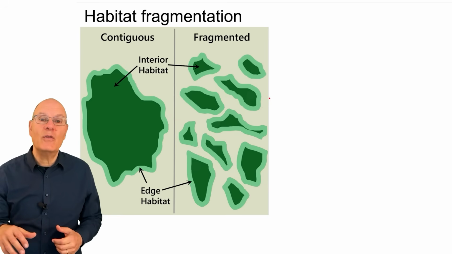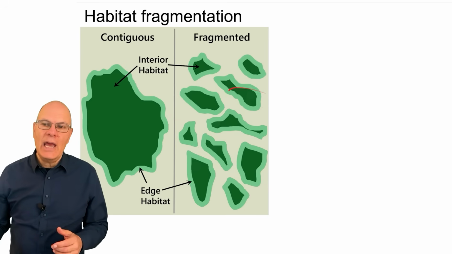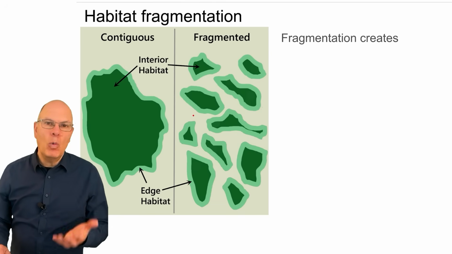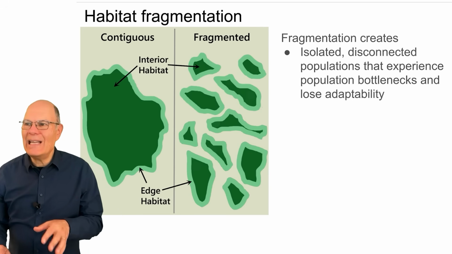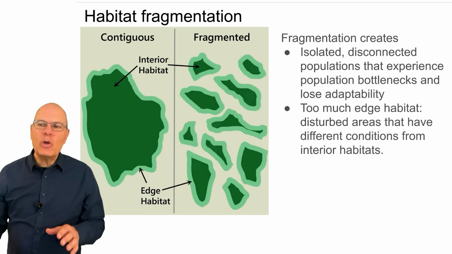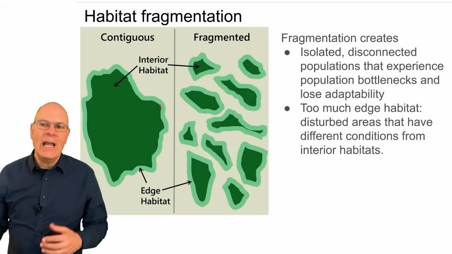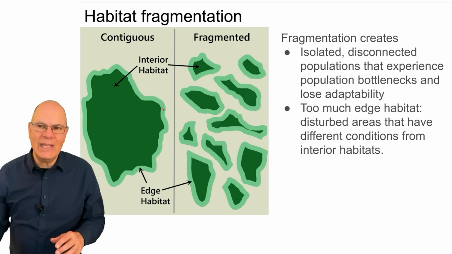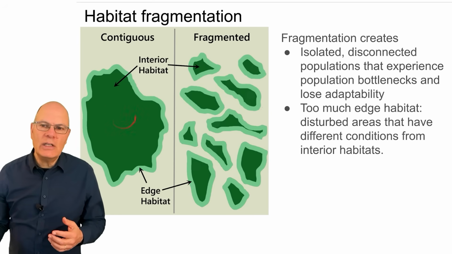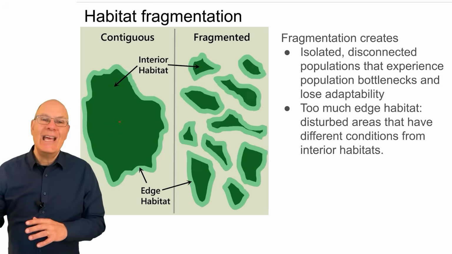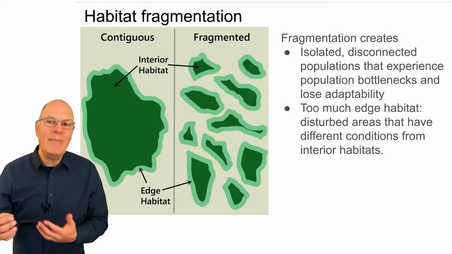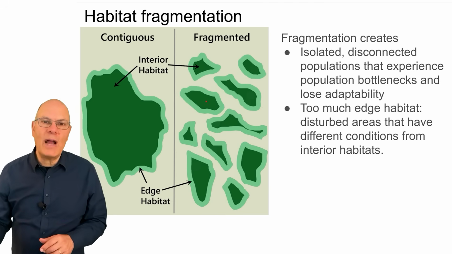Another major cause of biodiversity disruption has been habitat fragmentation, and that's taking a large contiguous area and cutting it up by roads or by development into smaller areas. What does that do? It creates isolated, disconnected populations that experience population bottlenecks and lose their adaptability. And it also creates situations where there's too much edge habitat. Edge habitat is exactly what it sounds like. It's the habitat on the edge of an area. And when you fragment an area, you create a lot of edge relative to the amount of habitat in the interior. And those edge habitats are disturbed areas that have different conditions from the interior conditions, and that makes it harder for the species that are trapped in the fragments to survive.